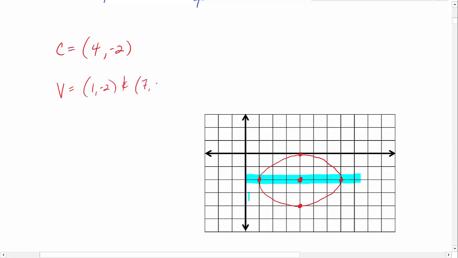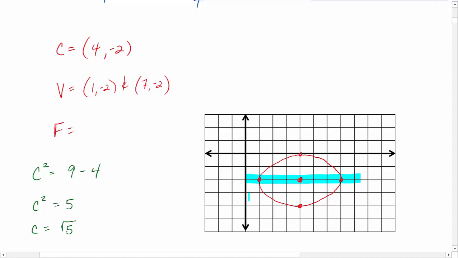The last thing we want to identify are the foci. Our foci are a distance c away from our center along the major axis, where c squared is equal to a squared minus b squared. So let's find that c value. So it's always c squared equals the big denominator minus the small denominator. Then I don't have to worry about that whole ab thing. So c squared is equal to 5, making c equal to the square root of 5.